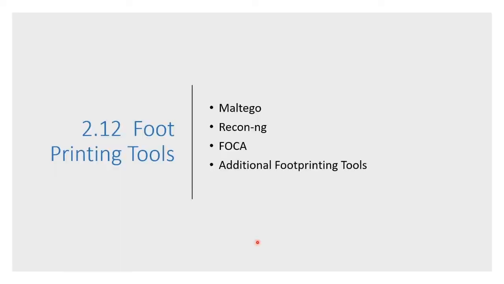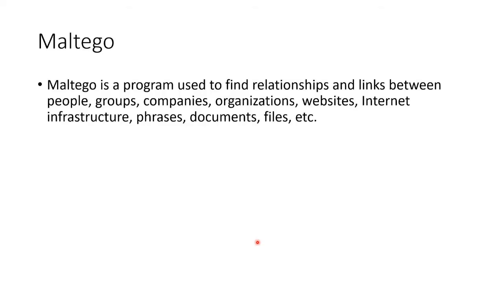There are many tools you can use for footprinting, but let's just take a look at a few of them. We could use Maltego. Now Maltego is a really interesting program, and it's not easy to use in the beginning. You have to spend some time learning to use it. But it finds relationships and links between people and groups and companies and organizations and websites and internet infrastructure and phrases and documents and files.